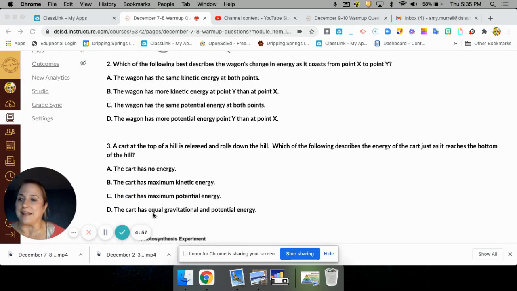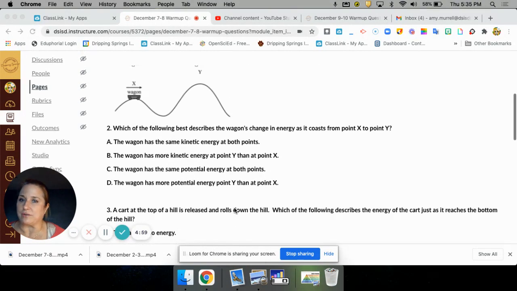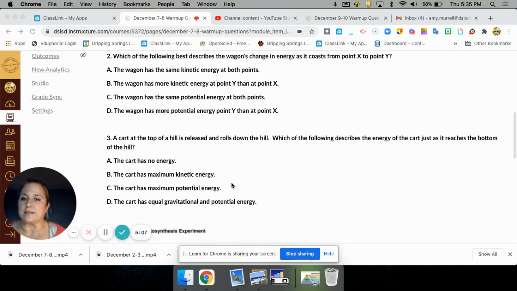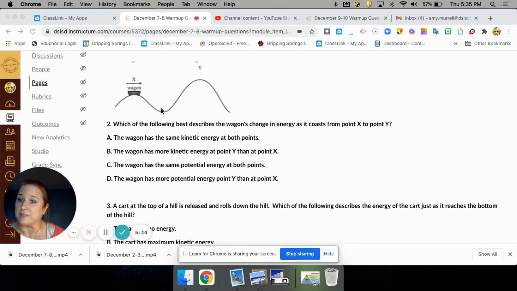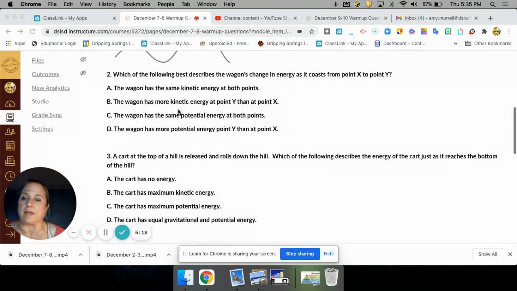And it does not have equal gravitational and potential energy, because that would be someplace here in the middle, here or here. So the answer is B, the cart has maximum kinetic energy at the bottom of the hill. It's finished going down, but it hasn't started going up yet.